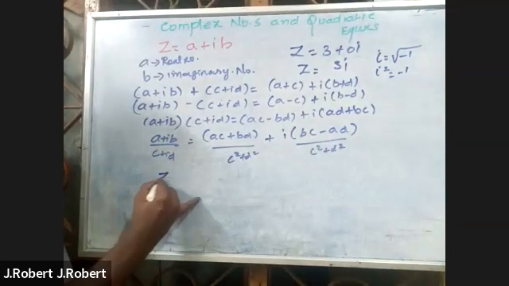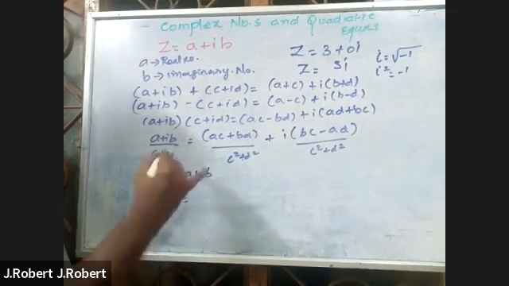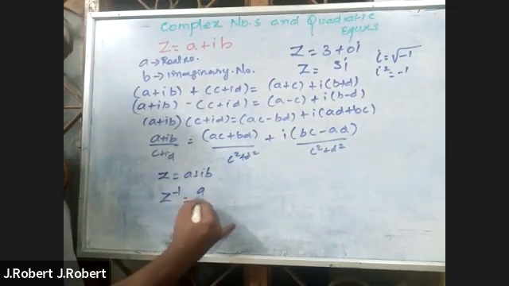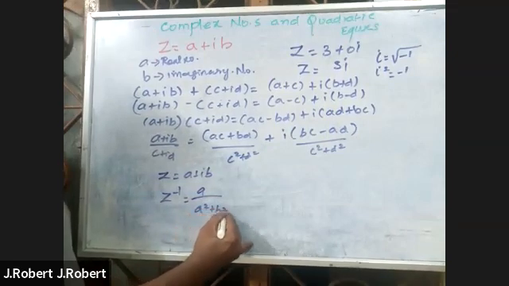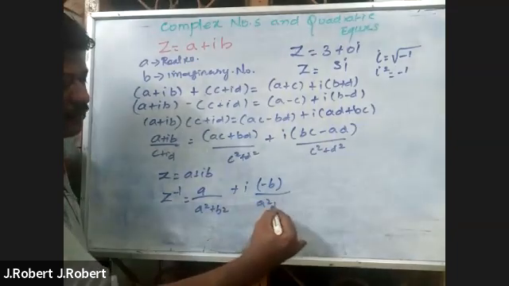There is also an inverse. When z is equal to a plus ib, the inverse, z inverse, you can write as a divided by a square plus b square plus i into minus b divided by a square plus b square.